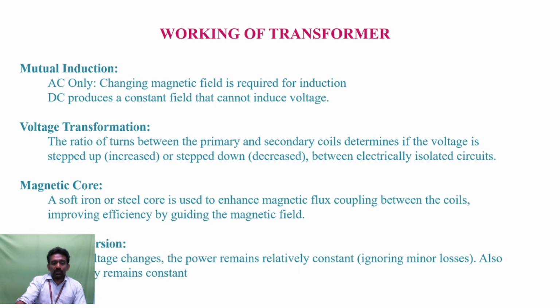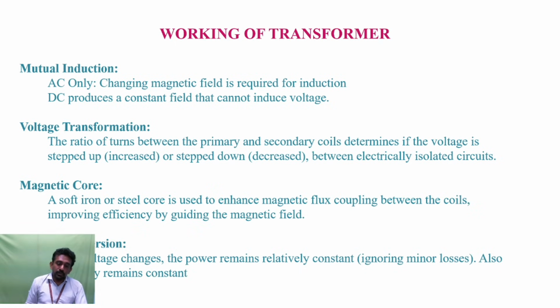And next, the voltage transformation. The ratio of turns between the primary and secondary coils determines whether the voltage is stepped up or stepped down between the two electrically isolated circuits, that is primary and secondary, and the magnetic core. The magnetic core is made of soft iron or steel, which is used to produce the magnetic flux coupling both the coils, primary and secondary, and improving efficiency by guiding the magnetic field across this core.